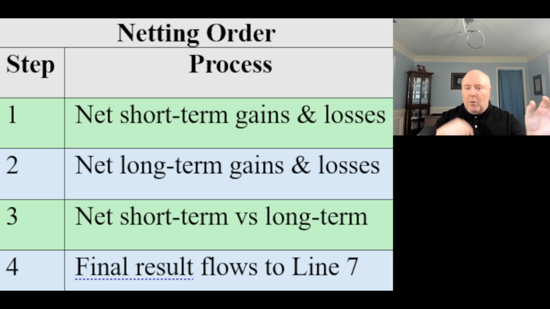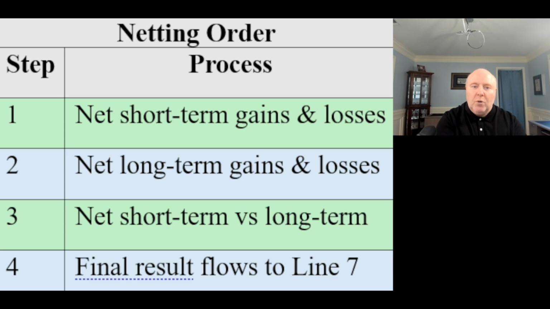Now we take step number 3 and we say, okay, we have one number left for short-term and one number left for long-term. If they are opposite signs, so one's a gain and one's a loss, then we do the netting process between those two as well to figure out what the surviving amount will be. It'll be one amount, either a capital gain or a capital loss. We net them against each other. If they have the same sign, then we're done with the netting process. Those are the amounts that will eventually flow to line number 7 on our 1040.